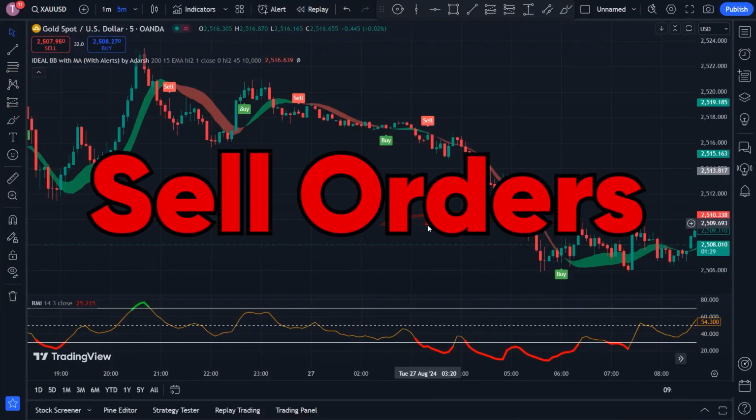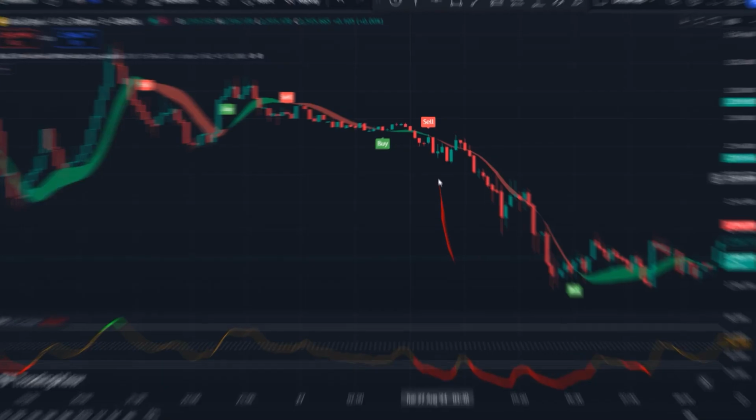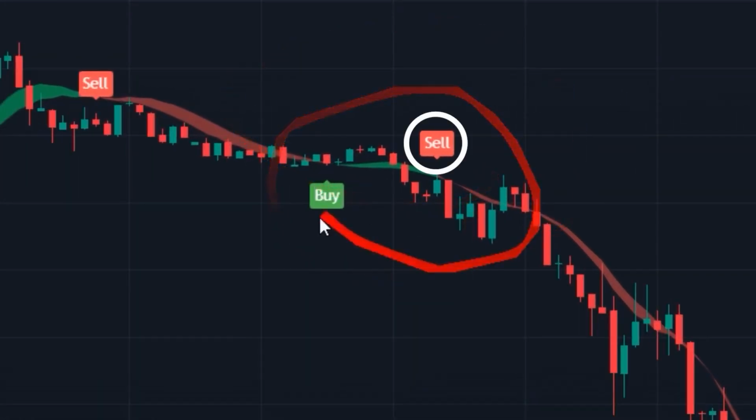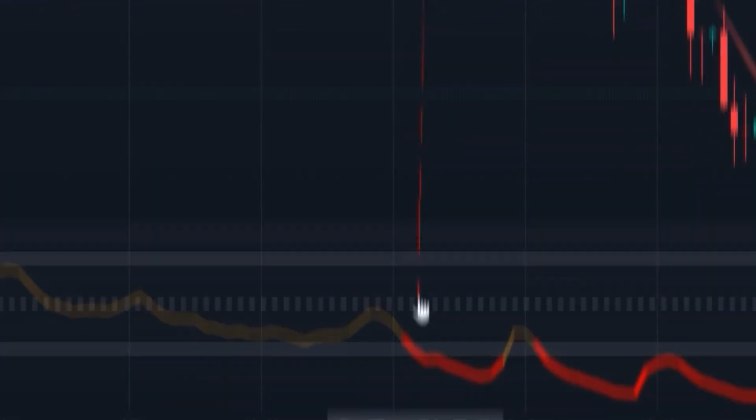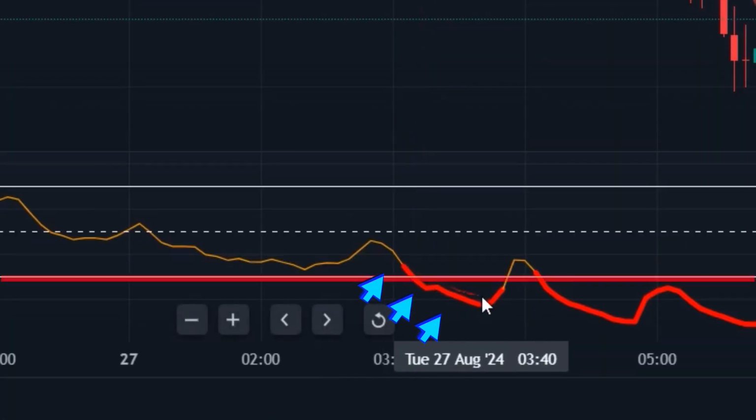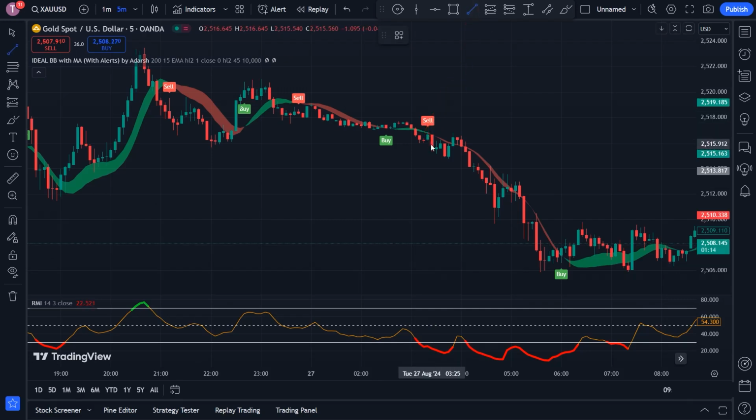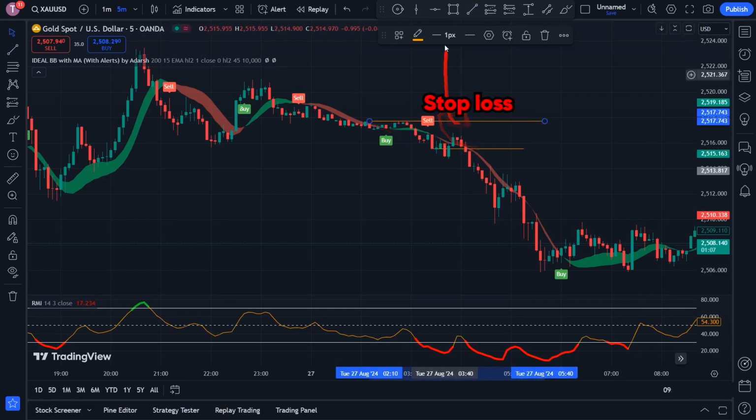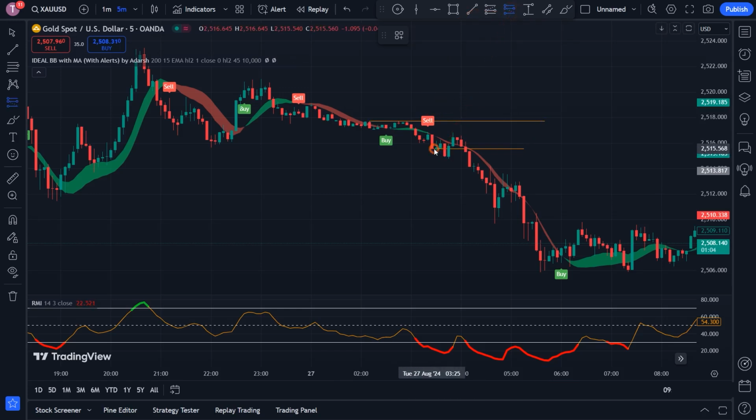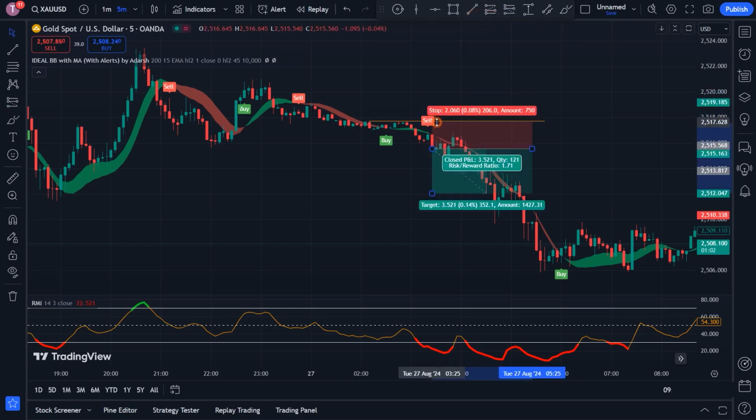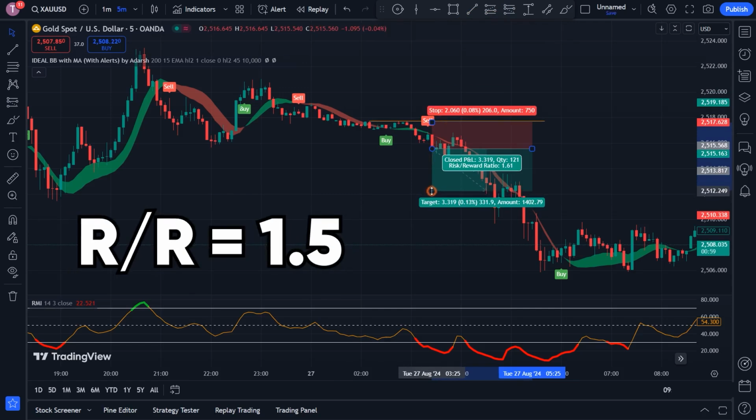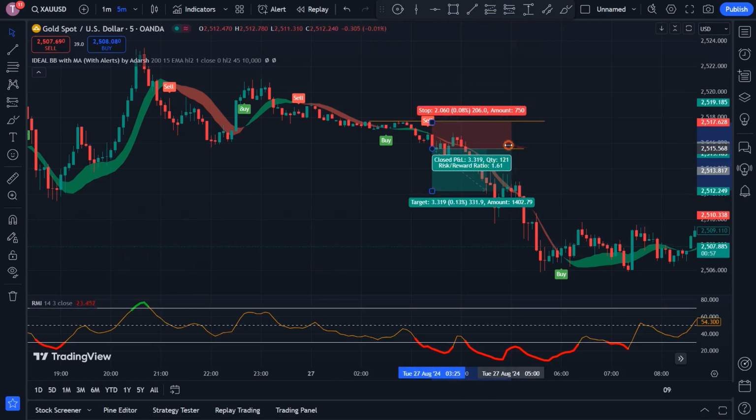For sell orders, we should act oppositely to buy orders. First, we need to look for a sell signal. After that, we should check the second indicator to ensure that the RMI line is below level 30 and is red. If both conditions are satisfied, it means we have found an appropriate entry point. Now we can set our stop loss slightly above the last swing high, and then we can enter a sell trade at this point. For the take profit, we can also consider a risk to reward ratio of 1 to 1.5. Now we need to wait for the trade to close profitably.